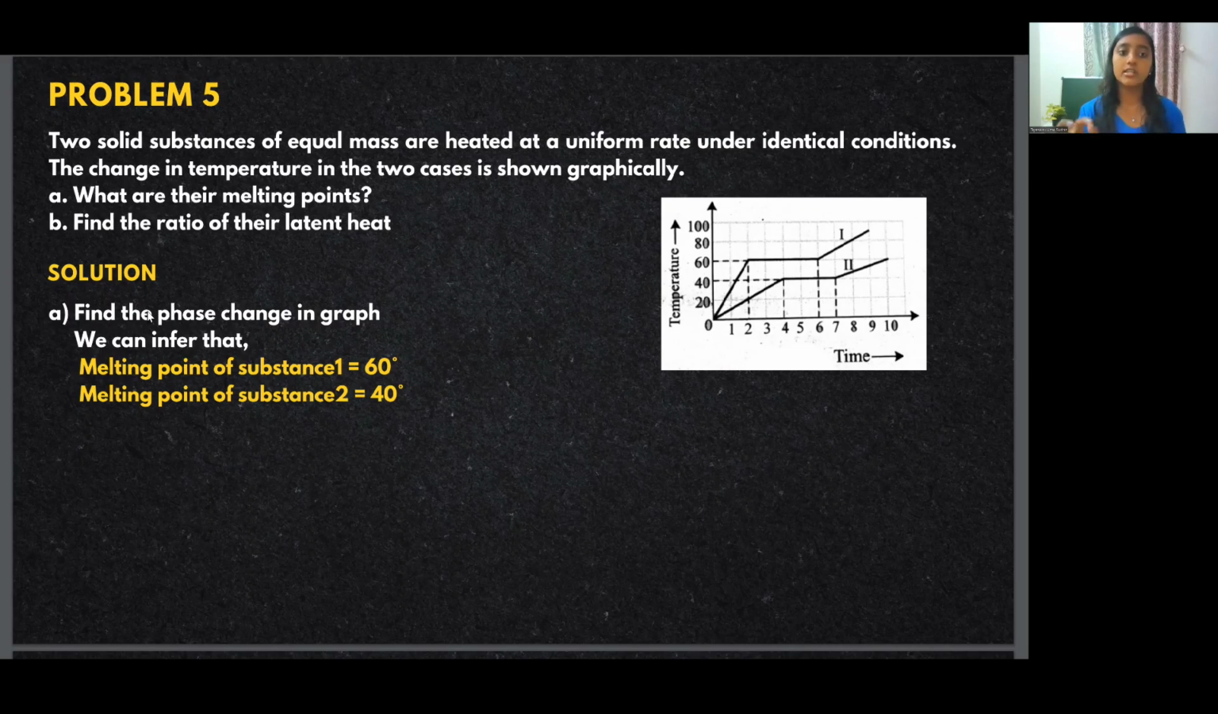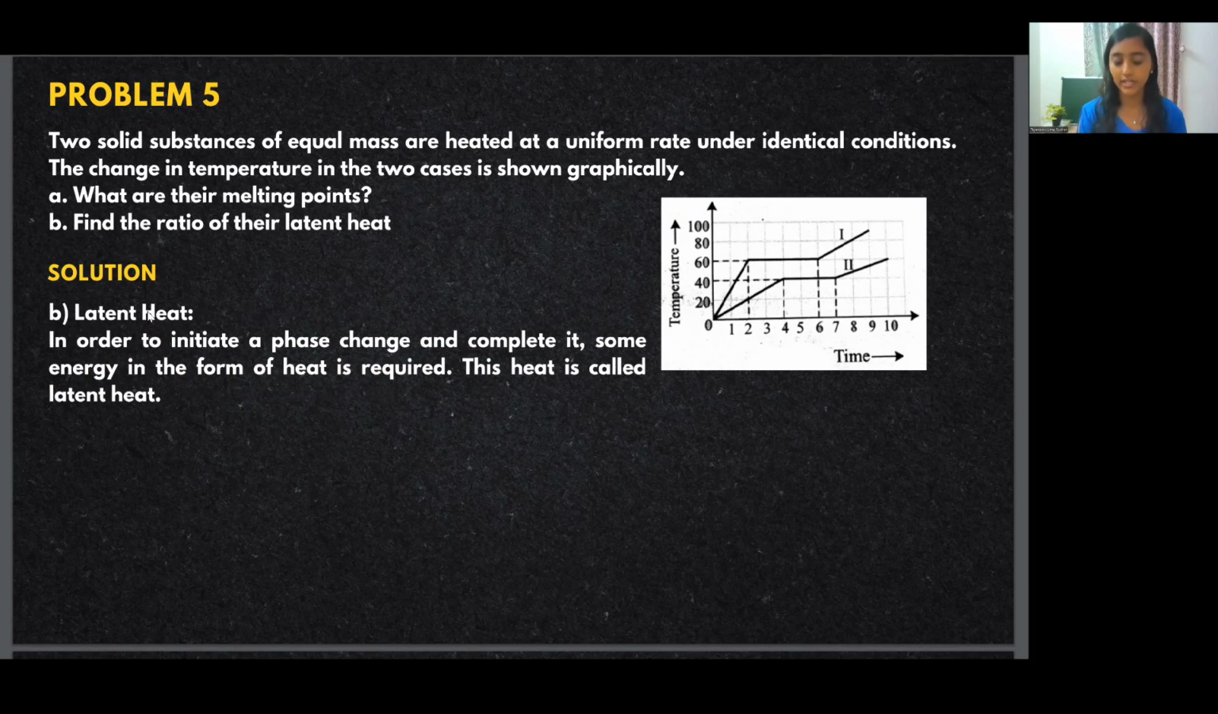Second is part B. Find the ratio of the latent heat. Latent heat, I'm sure you know the concept of latent heat. I'm sure all you are actually clear with all the concepts, and this is only the time for you all to do last minute revision to just brush through all the concepts, right? So in order to initiate a phase change and complete it, some energy in the form of heat is required. This heat is called latent heat. I'm sure आप सबको पता था ये, है ना?